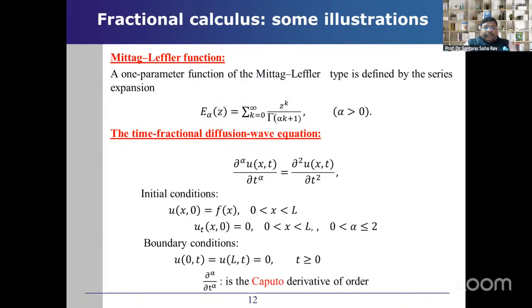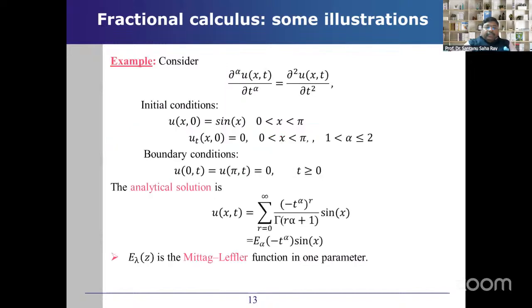Now, the time fractional diffusion wave equation has been solved by analytical method, and it can be represented by the Mittag-Leffler function. Let us consider the typical time fractional diffusion wave equation with initial conditions u(x,0) equal to sin x for x greater than 0 and less than pi, u_t(x,0) equal to 0 for x greater than 0 and less than pi, where alpha lies between 1 and 2, with Dirichlet boundary condition. Hence, the boundary condition is homogeneous: u(0,t) equal to u(pi,t) equal to 0 for t greater than or equal to 0.